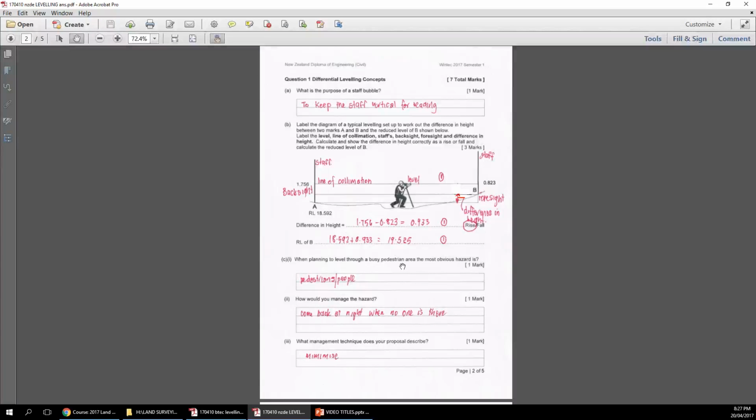The best one I would probably do is come back at night when no one is there. Now the hazard itself hasn't gone away. There still could be the odd person there, but not as many. So that sort of minimises the problem. It doesn't eliminate it, because pedestrians can still walk through, unless of course you have total lockdown.